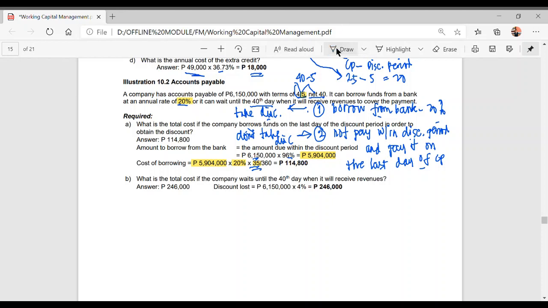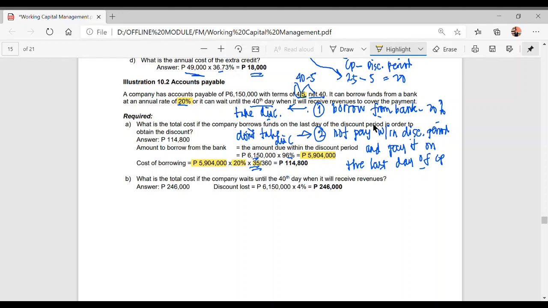In this problem, we're using 360 days as our denominator. But again, if the problem provides 365 days or 360 days, you follow what is required in the problem. In some problems, they use 365 if the problem is silent. For this illustration, we're using 360. So you have 35 over 360, and that will be equal to 114,800. That is our cost of borrowing.